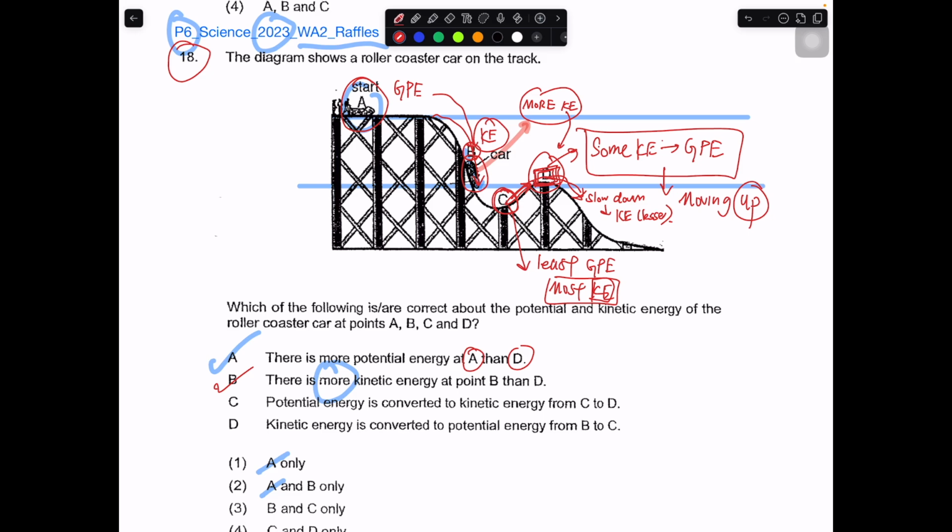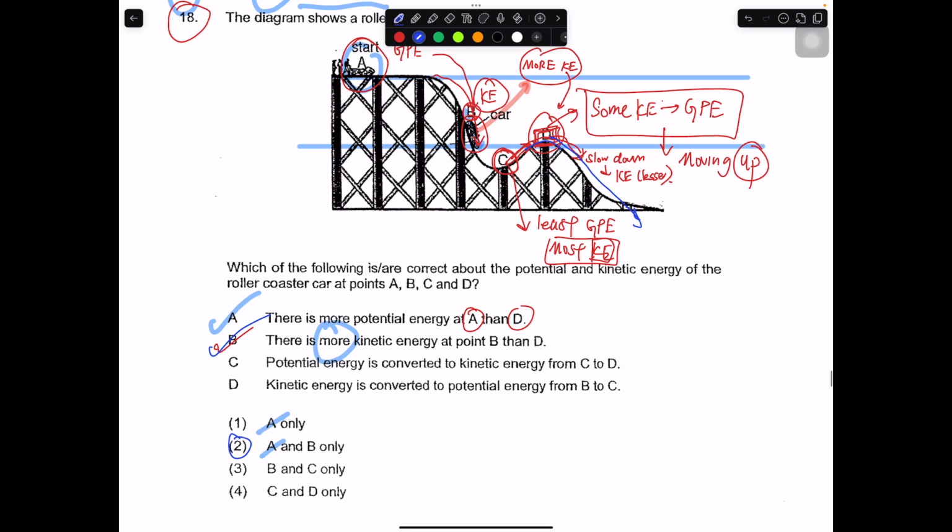If you want to make sure that something has more KE, you probably have to think about the speed. The greater the speed, the more KE an object should have at that point in time. At this point, because it comes to a hilltop, it's still moving, but the KE should be relatively lower as compared to B. So B should be correct. Since A and B are correct, straight away C and D should be wrong.